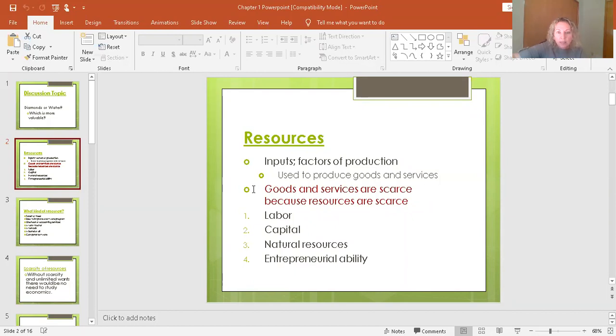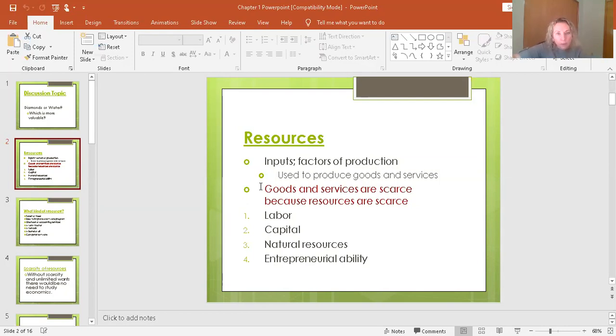This next statement is in red. I'm not sure if you can see that. Anytime you see something in red, it's because I feel like it's a pretty basic, fundamental, important statement about econ. Goods and services are scarce. So goods, those things that we go out and buy at Walmart or wherever, services, paying somebody to do something for you, okay? Goods and services are scarce because resources are scarce. It is the scarcity of resources that forces us to study economics.